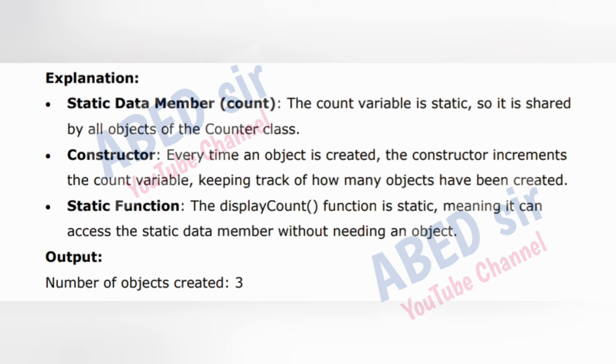Explanation. Static data member, count. The count variable is static, so it is shared by all objects of the counter class. Constructor. Every time an object is created, the constructor increments the count variable, keeping track of how many objects have been created. Static function. The displayCount function is static, meaning it can access the static data member without needing an object. Output. Number of objects created: 3.